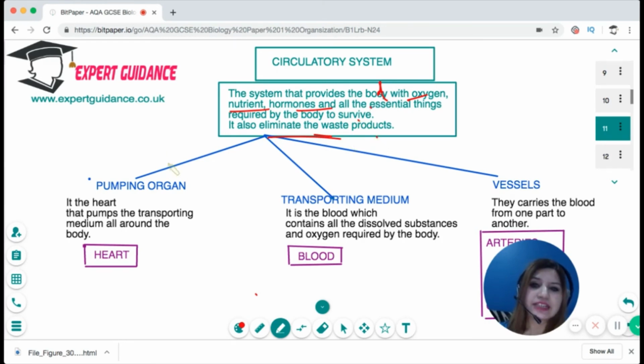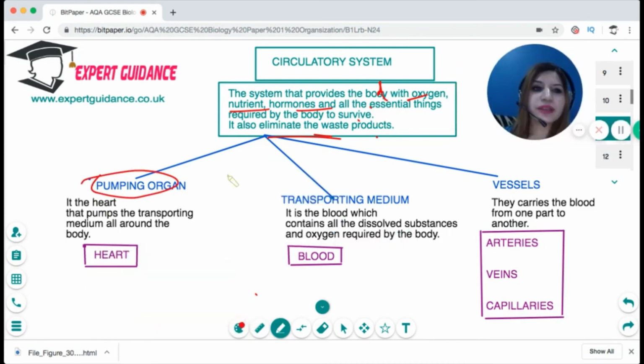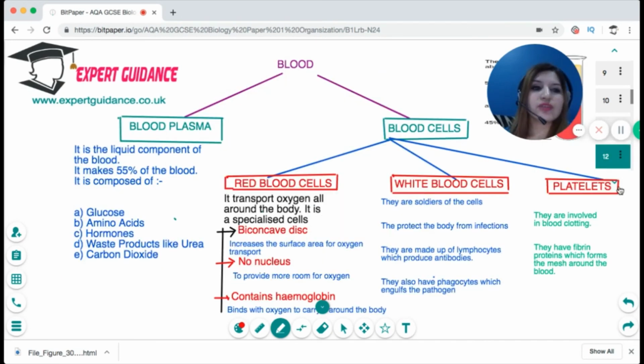And the circulatory system consists of three components: a pumping organ, a transporting medium, and a system of vessels. The transporting medium is the blood, which has all the things that the cells require. It is pumped by a pumping organ called the heart, and the blood is taken from one cell to another, or from one organ to another, through the system of vessels, which are arteries, veins, and capillaries. So now we'll be looking at what is blood, the heart, and these arteries, veins, and capillaries.